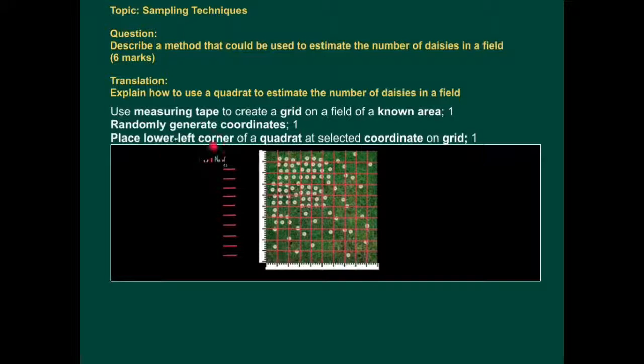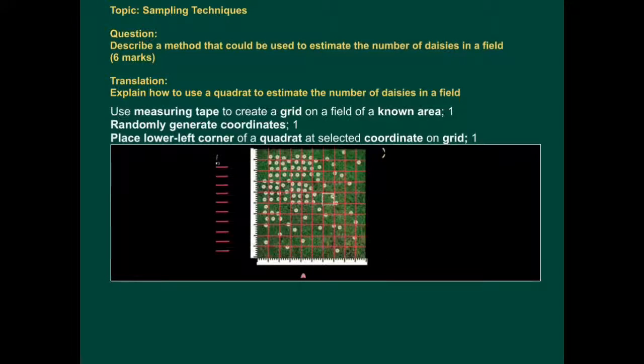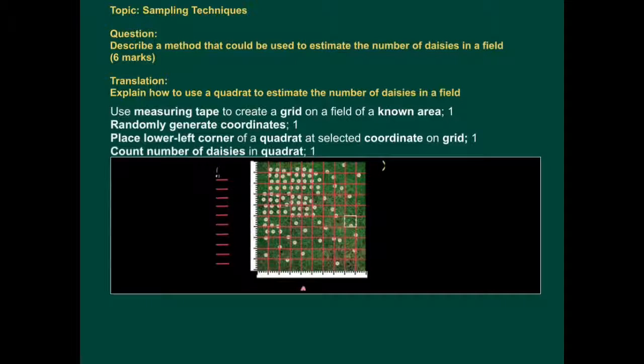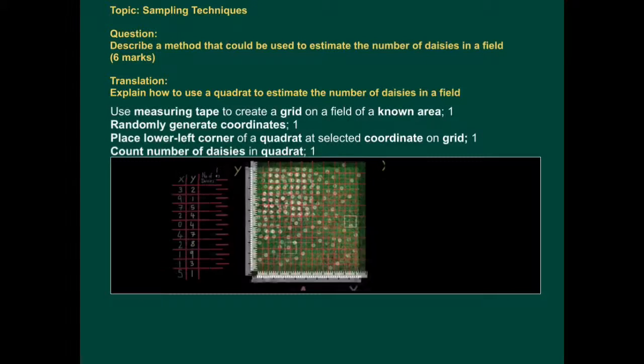Then you place the lower left corner of a quadrat at the selected coordinate on the grid. So here's my quadrat, and let's say that's my coordinate there. So I would put it there. Let's say that's my coordinate, there's the lower left corner. By doing this every time, it ensures I have a standard system. I then quite simply count the number of daisies in that quadrat.